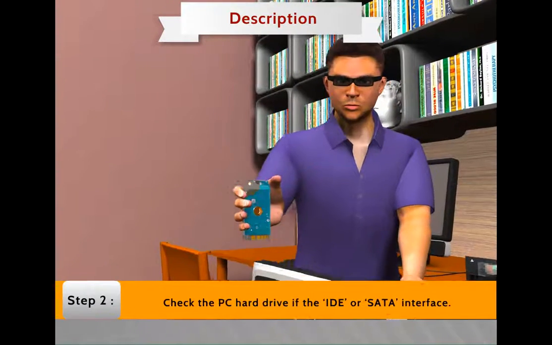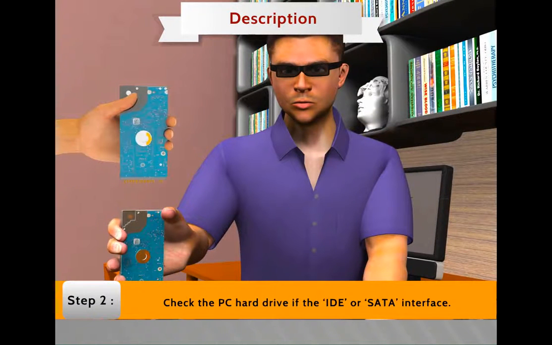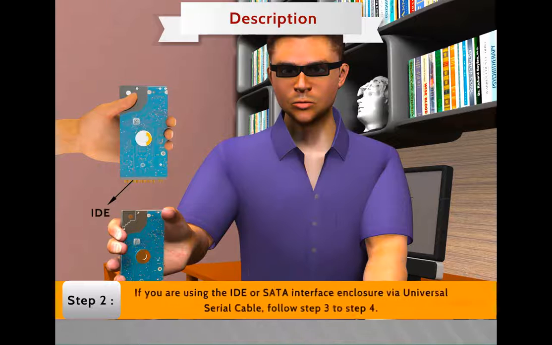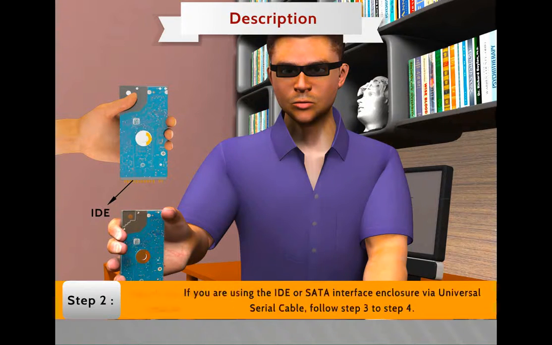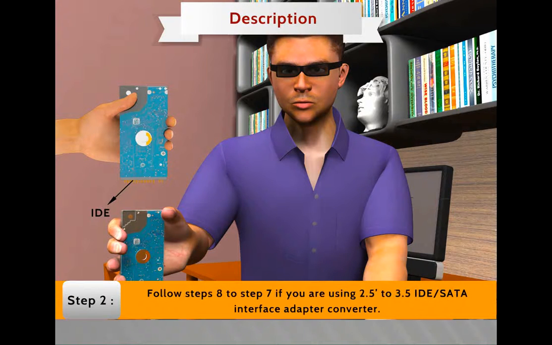Step 2. Check the PC hard drive if the IDE or SATA interface. If you are using the IDE or SATA interface enclosure via universal serial cable, follow step 3 to step 4. Follow step 5 to step 7 if you are using 2.5 to 3.5 IDE or SATA interface adapter converter.